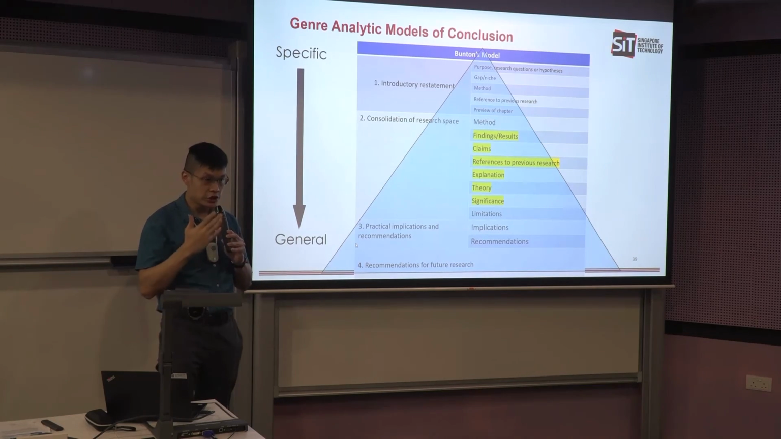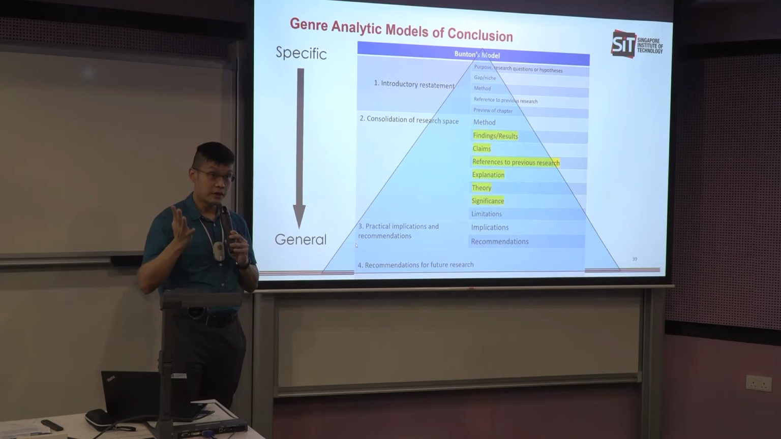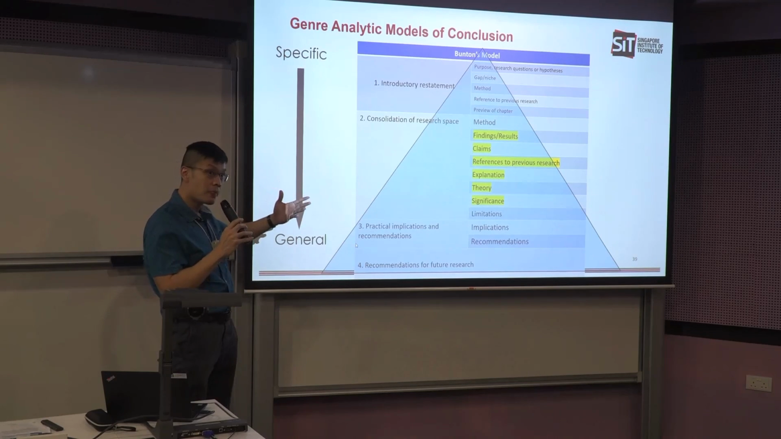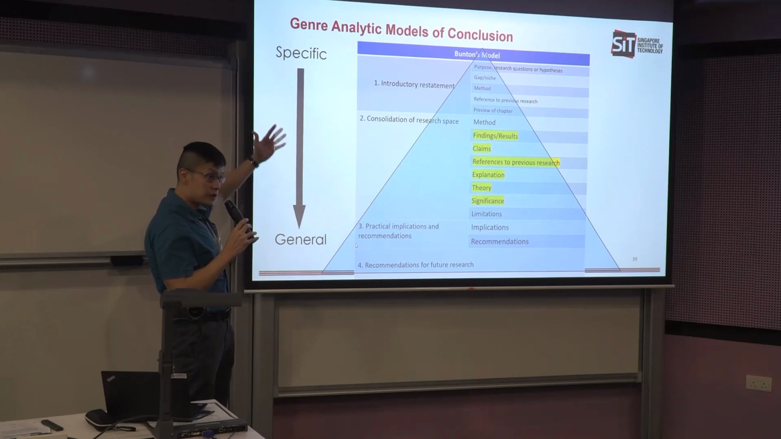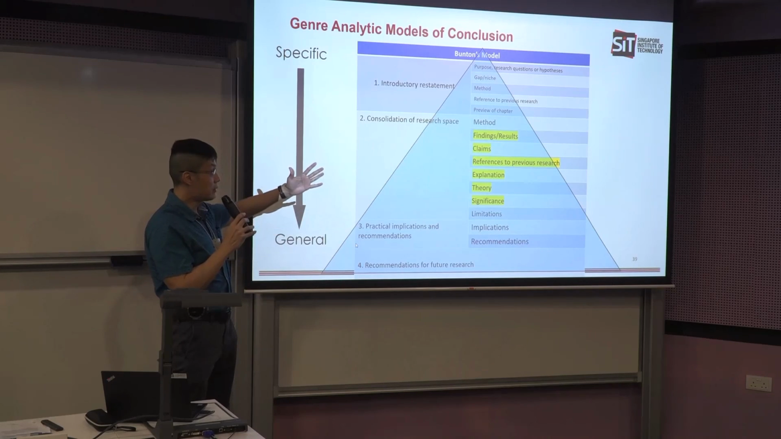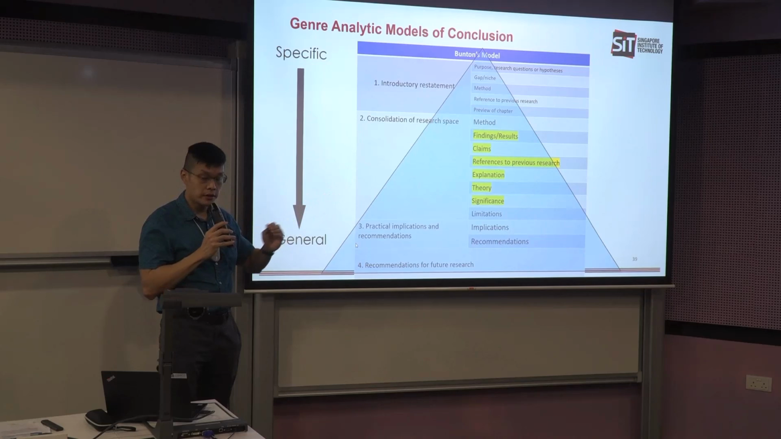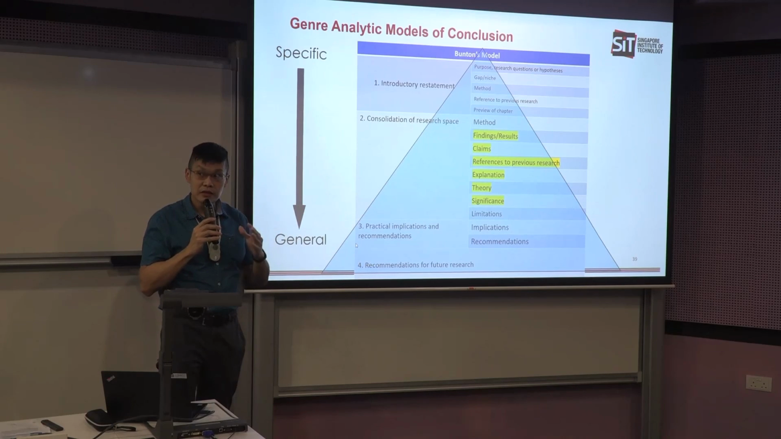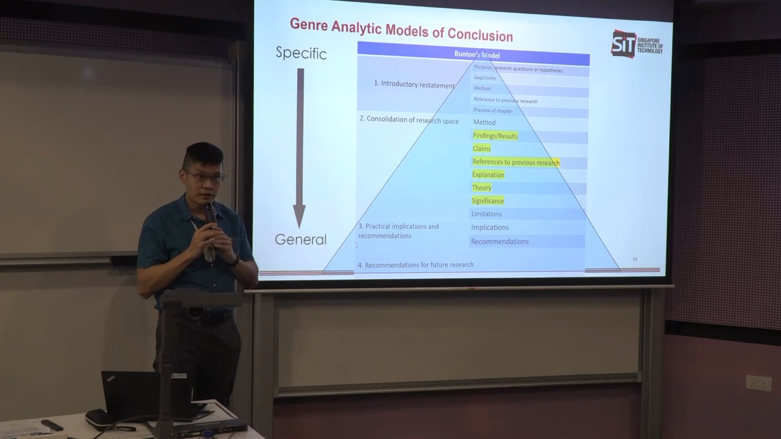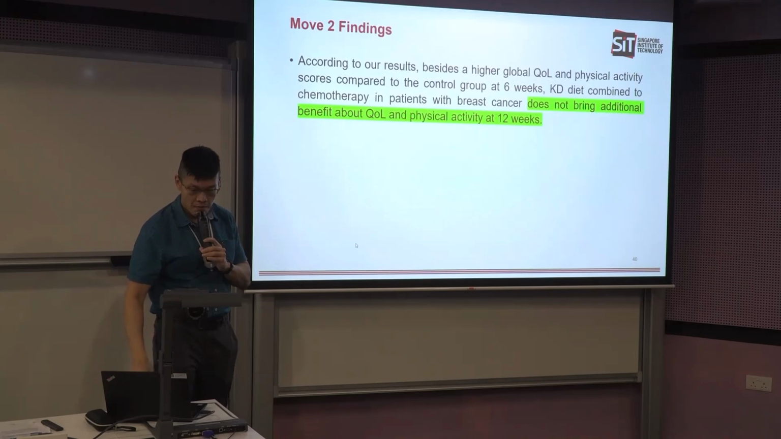I just want to show you, you don't have to really look at the small words, but you notice that the shape is the opposite of what we saw in the introduction, right? It was an inverted pyramid, where you go from general to specific. Now in this case here, we flip it, it becomes from specific to general. For conclusion, the information starts from the opposite direction compared to the introduction.